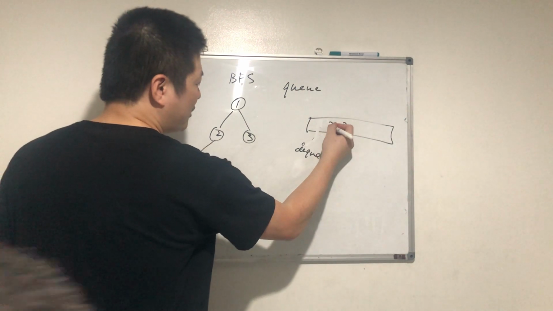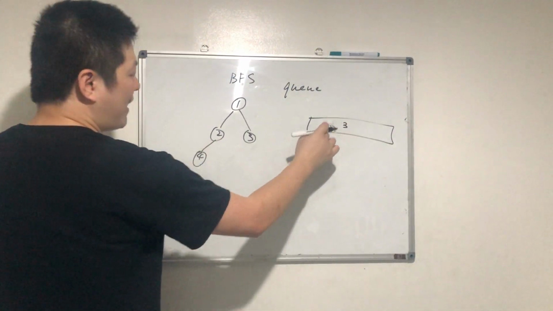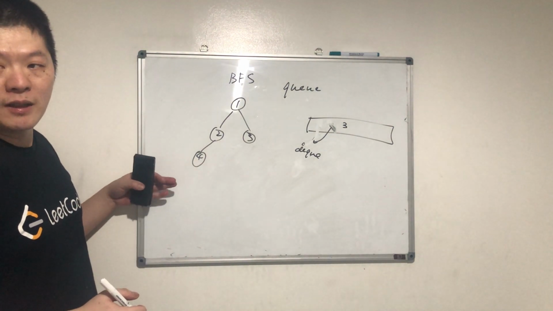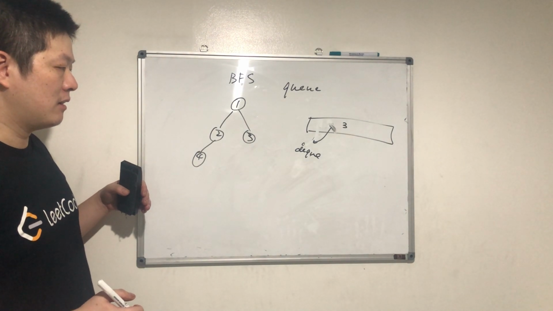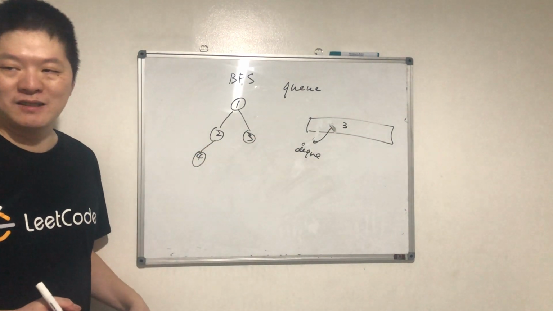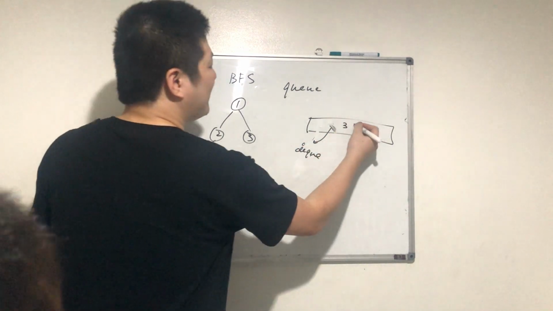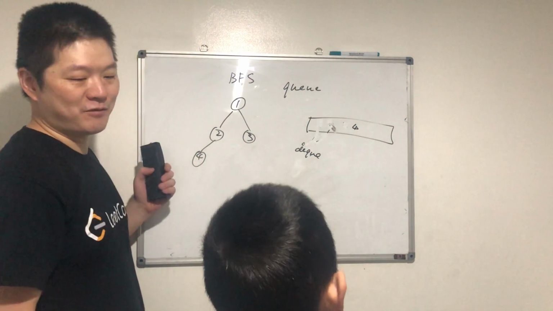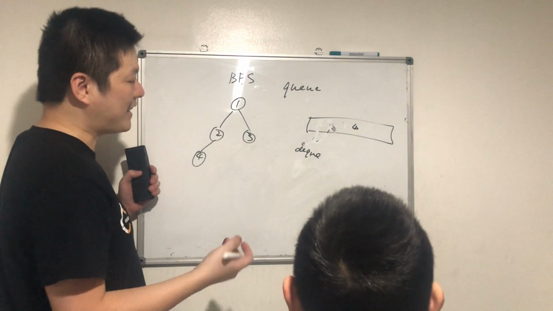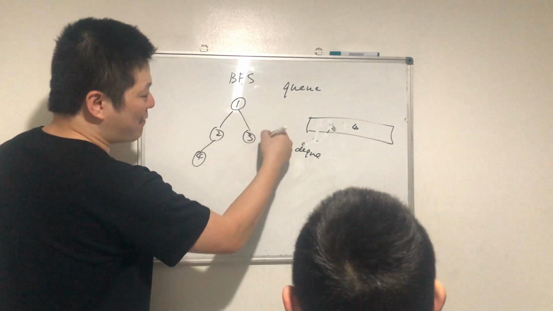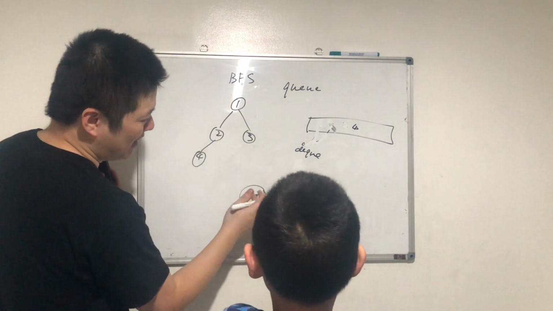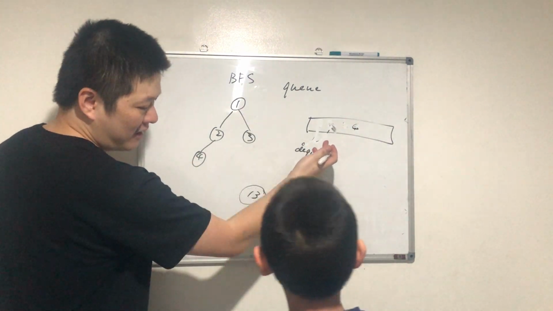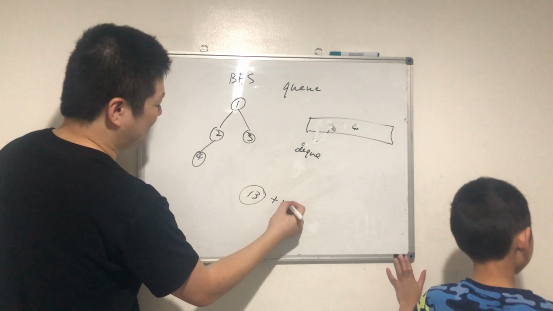If I take a 2 out, what should I do next? I take the 2 out, and I need to put 4 at the end of 3. Then I take 3 out, but it doesn't have a kid. Then what should we do? If it doesn't have a kid, then I need to note down the value 13. And then take the 4 out, which is 124. That's it.